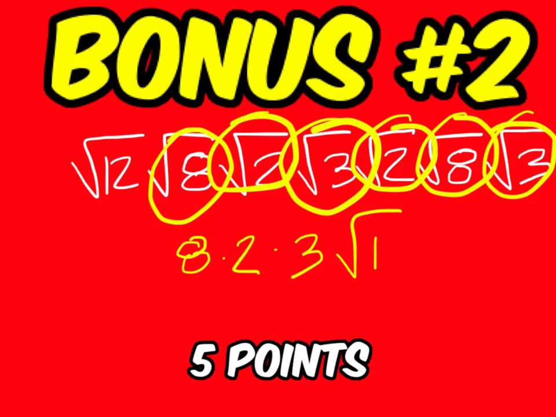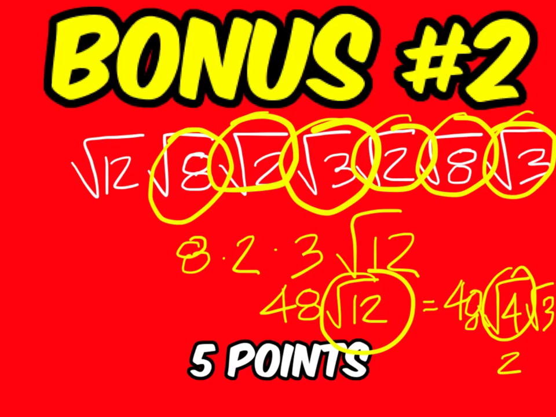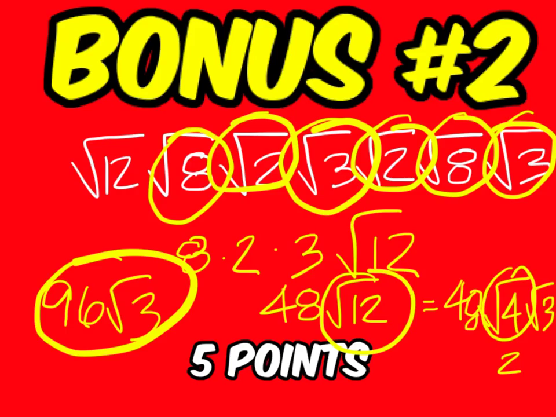And then up against the square root of 12, that would be 48 square root of 12, but don't forget that you have to break up the square root of 12. So that would be 48 times the square root of 4, square root of 3. And this is 2, so 48 times 2 is 96. And then the square root of 3.